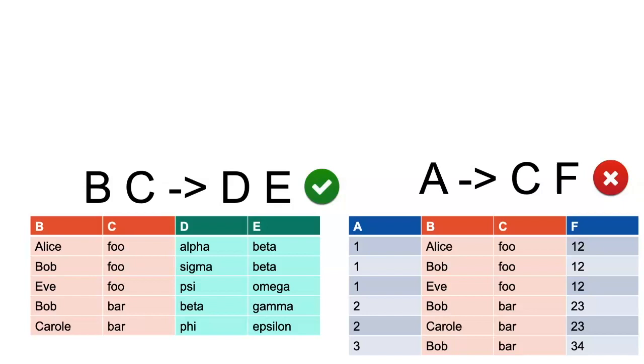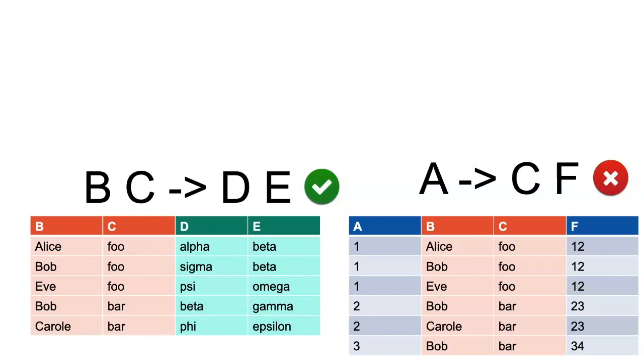Now, is the table on the left in Boyce-Codd normal form? Yes, it is, because look at this functional dependency. BC is a super key here because the transitive closure is BCDE. That's the whole table on the left. So now I'm in Boyce-Codd normal form. So on the left, we're good. We're done. That's it, right? Boyce-Codd normal form. But on the right, however, we are not done.